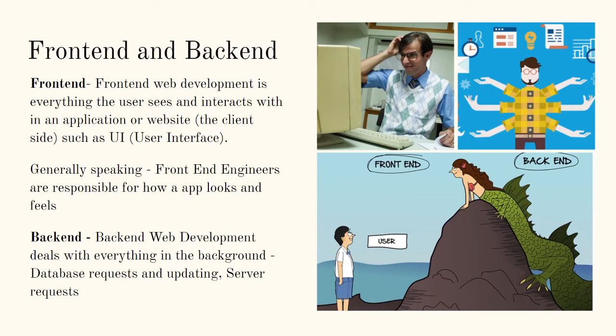So let's define terms, and these illustrations are probably quite good to illustrate the difference. Front end is anything that the user sees and interacts with in an application or website, which we call the client side, such as the user interface, things you click on, buttons, that sort of thing. So front-end engineers are responsible for how our app looks and how it feels. Back end is everything in the background, so database requests, updating server requests, all that sort of thing. That's the definition that's often used.